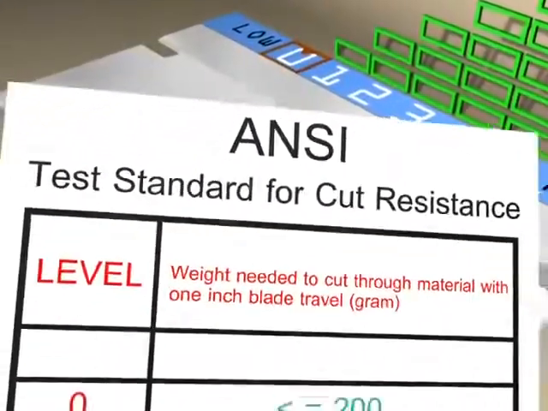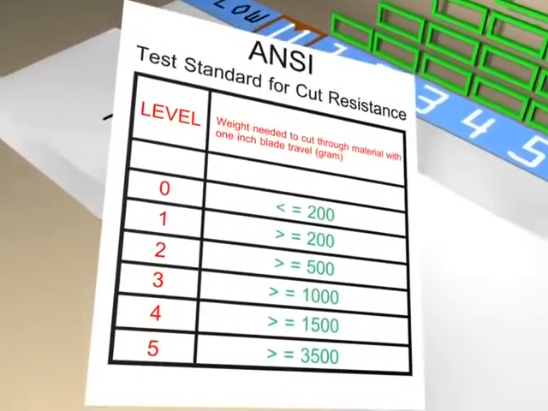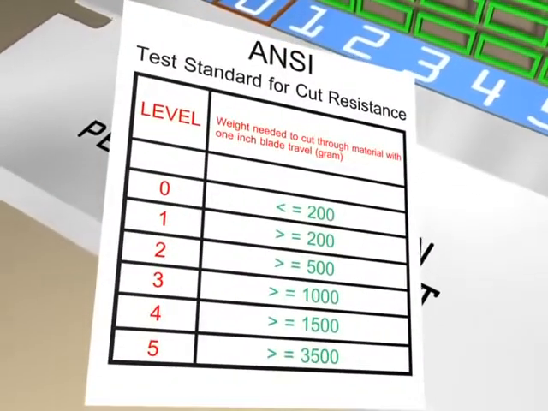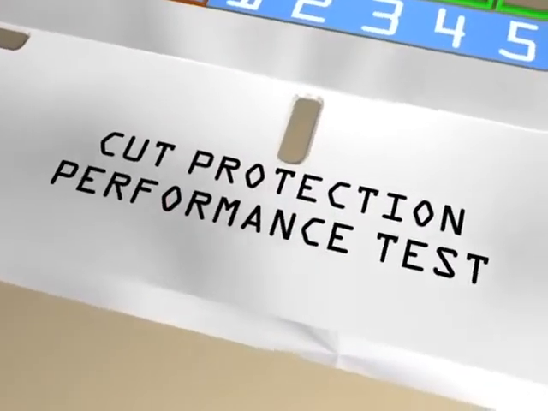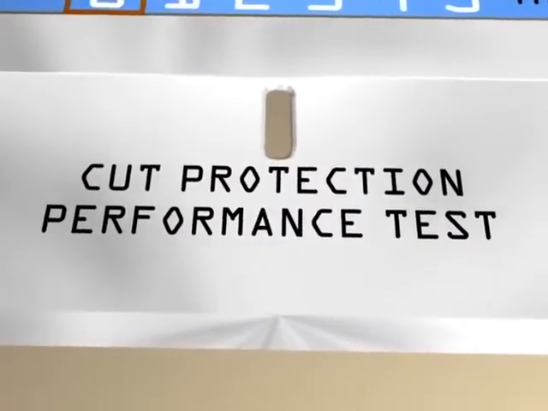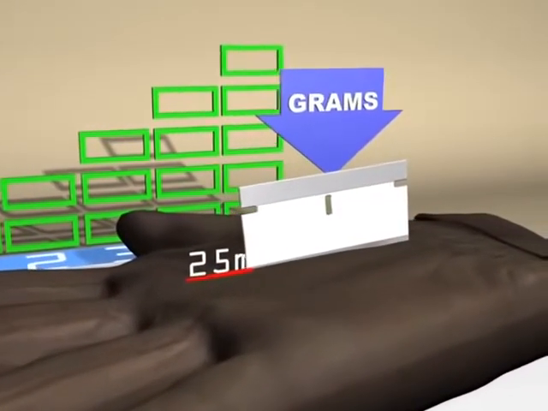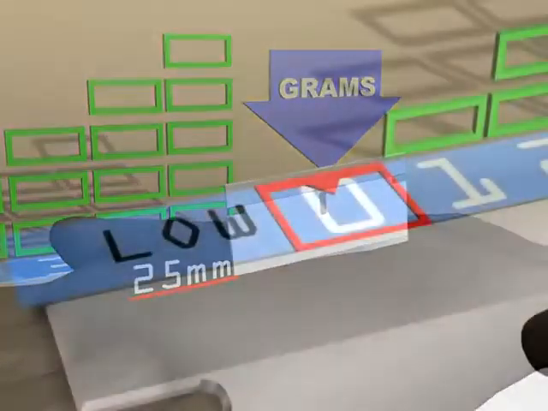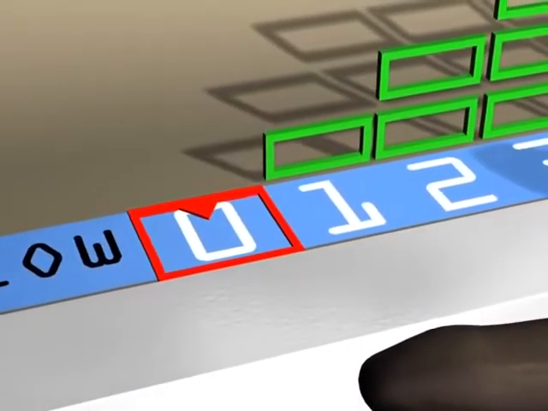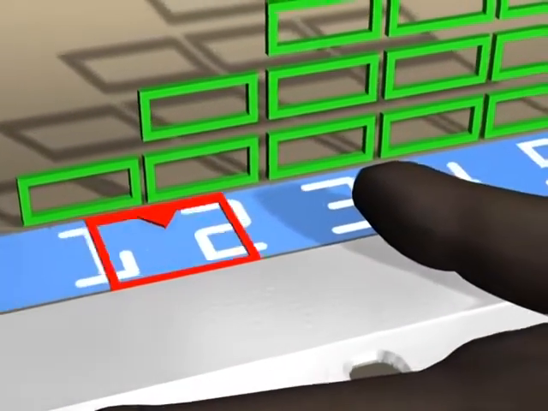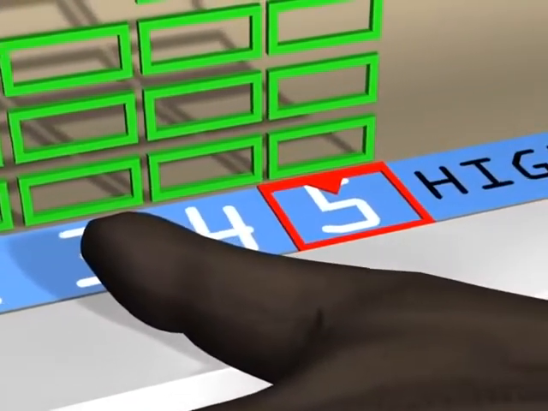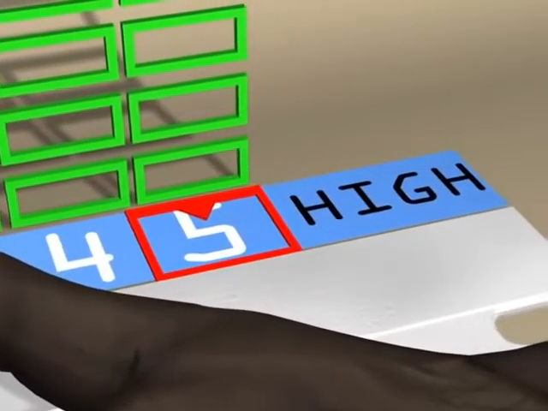ANSI has created a standard for determining the level of cut resistance a glove provides. The Cut Protection Performance Test, or CPPT, measures the weight in grams required to cut a glove on a 25mm pass using a razor-sharp blade. A glove with a 0 rating provides the lowest amount of cut resistance, while a level 5 rating provides the highest amount of cut resistance.